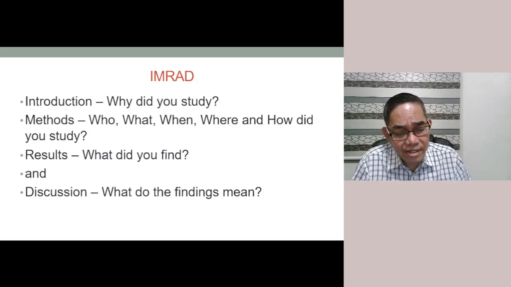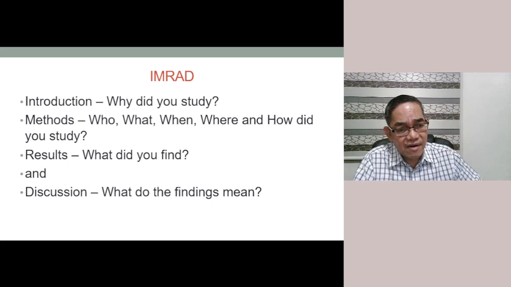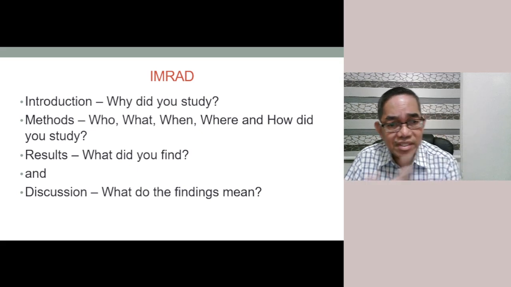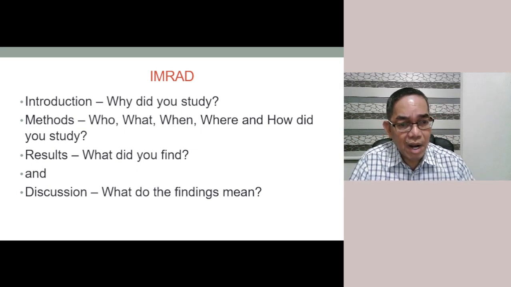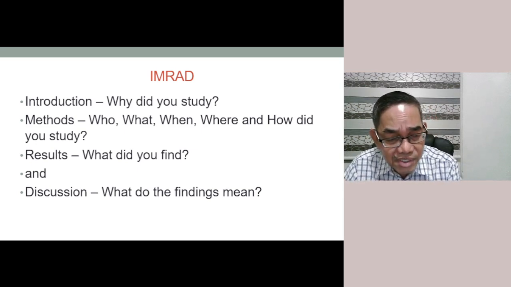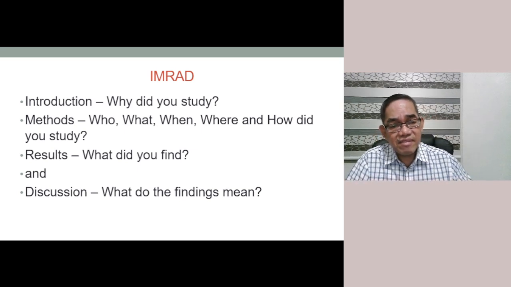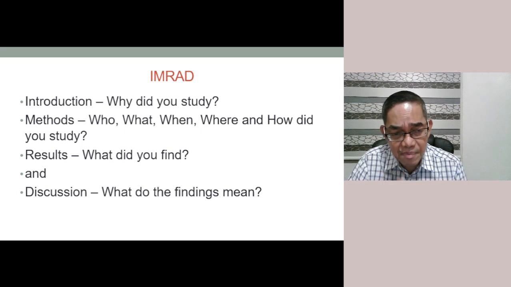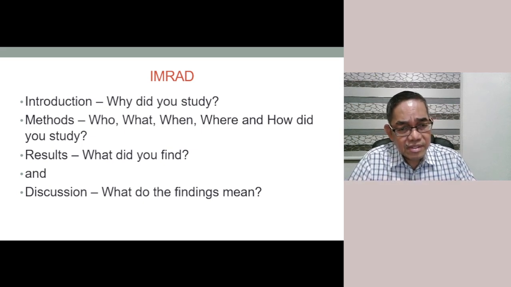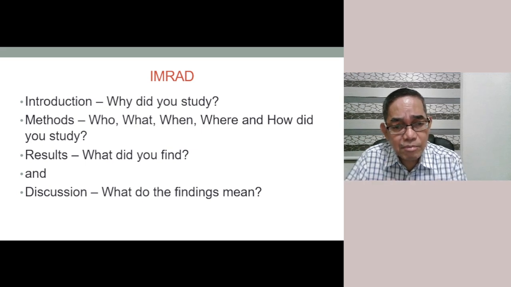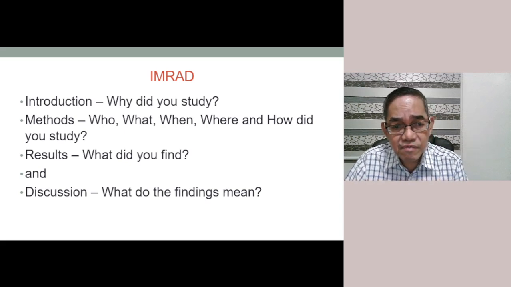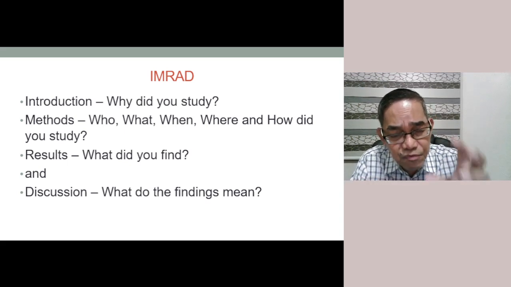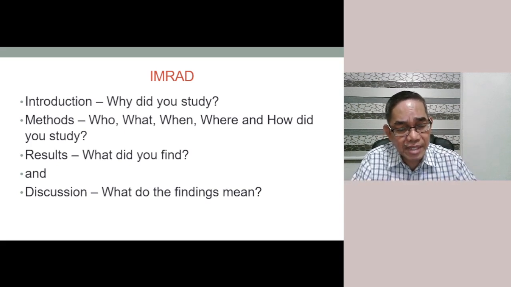So just to go back, the IMRAD format. Introduction is why did you study, and methods, what, who, when, where, and how did you study, the results, what did you find, and then the discussion, what did the findings mean. You will note that with IMRAD, there is no section for the objective, no section for the review of literature. And that's the IMRAD format, the medical journal format.